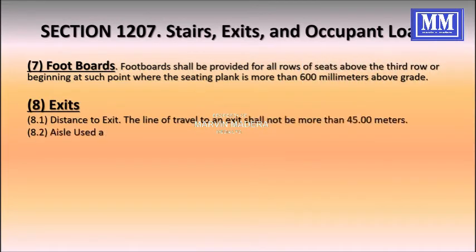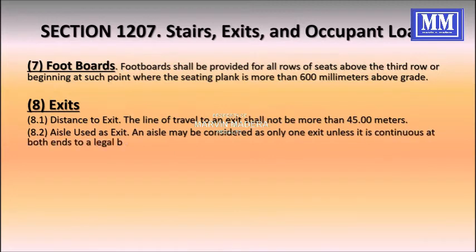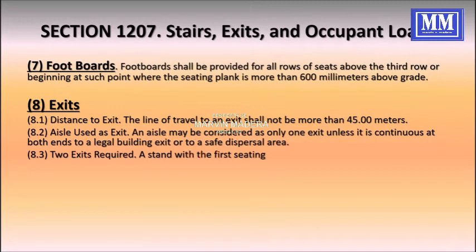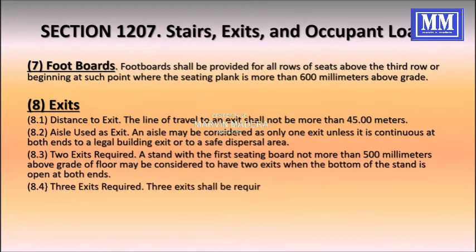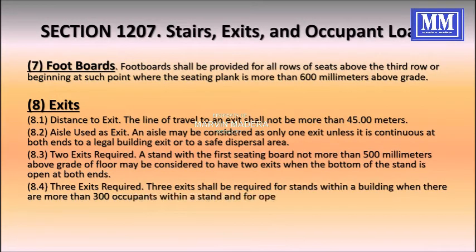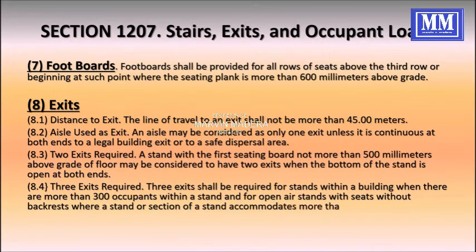Exits. Distance to exits. The line of travel to an exit shall not be more than 45 meters. Aisles used as exit. An aisle may be considered as only one exit unless it is continuous at both ends to a legal building exit or to a safe dispersal area. A stand with the first seating board not more than 500 millimeters above the grade of the floor may be considered to have two exits when the bottom of the stand is open at both ends.